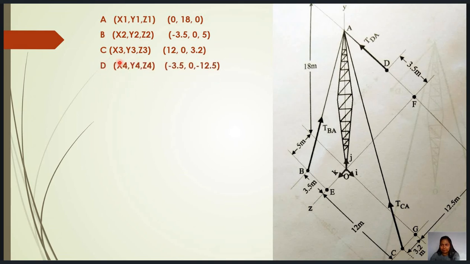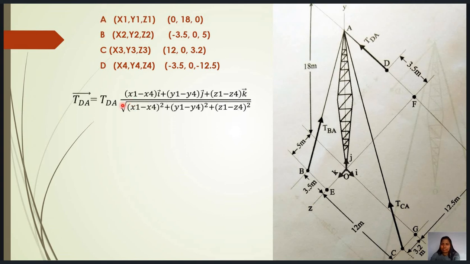Last one is point D. If you observe, point D is on the minus z axis and minus x axis. On minus z it is 12.5 meters, so z is minus 12.5, and this 3.5 is on the negative x axis, so it is minus 3.5. So x is minus 3.5, y is 0 and z is minus 12.5. So this is all about the coordinates of points A, B, C and D. It is very important to write down these coordinates correctly.